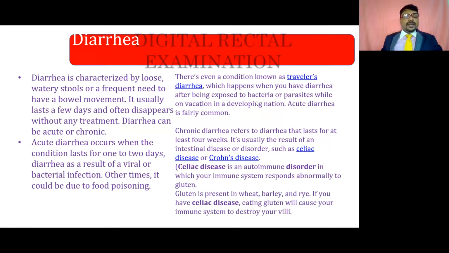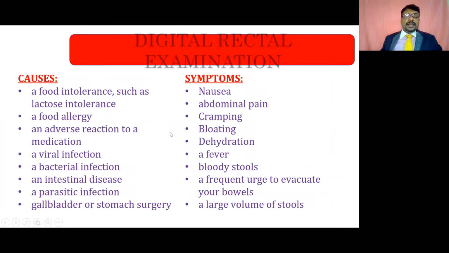It may be because of viral infection, or bacterial infection, or any diet abnormalities. So these causes are going to be food intolerance. Sometimes food problems such as lactose intolerance, any food allergy, any medication reactions, viral infections, bacterial infections, intestinal disease, parasitic infections, and also any gallbladder or stomach surgery may produce diarrhea.